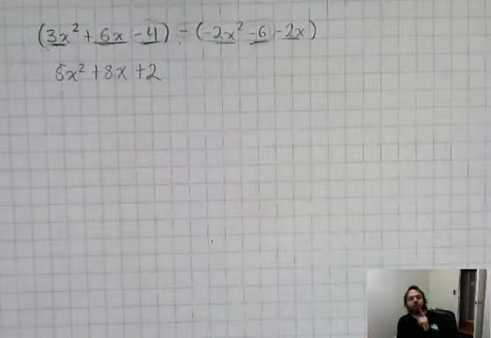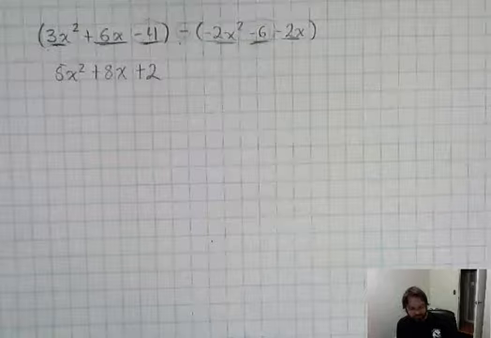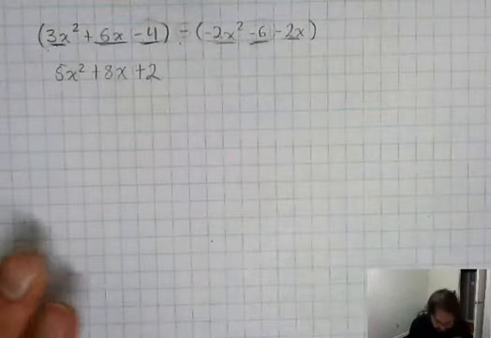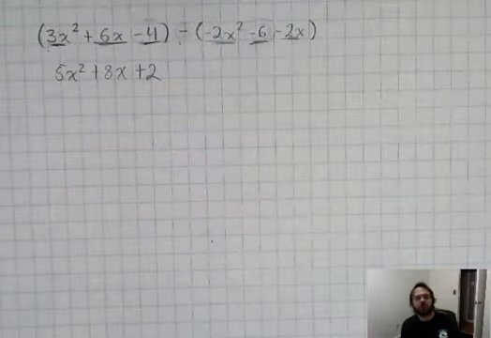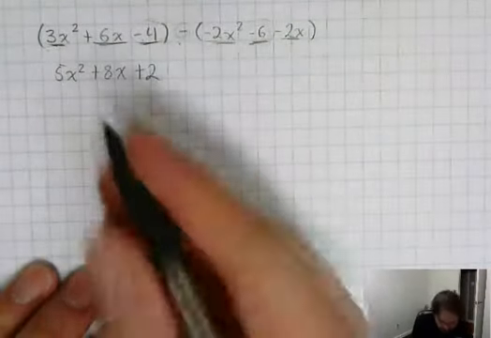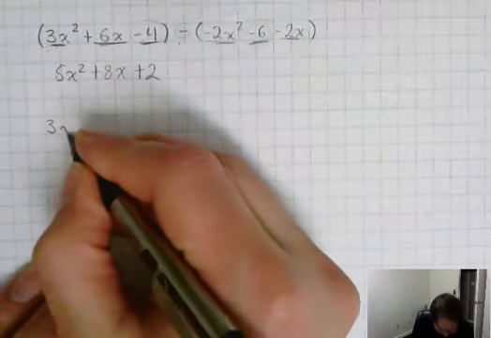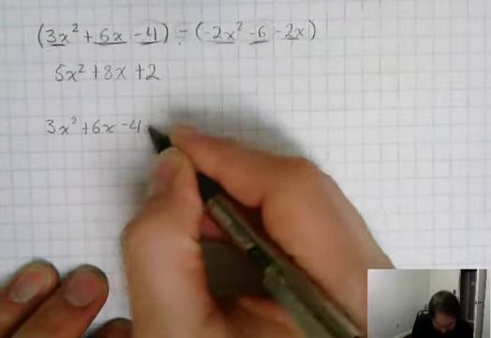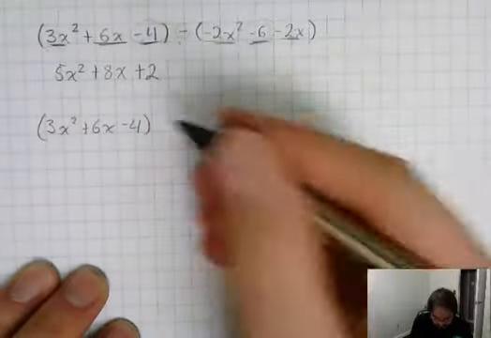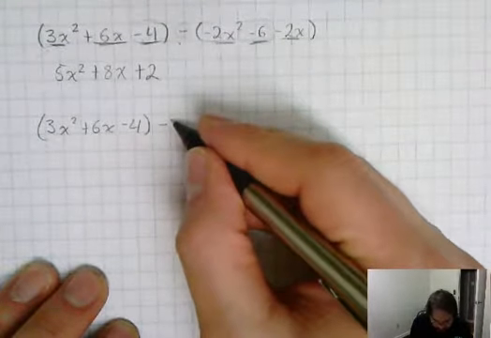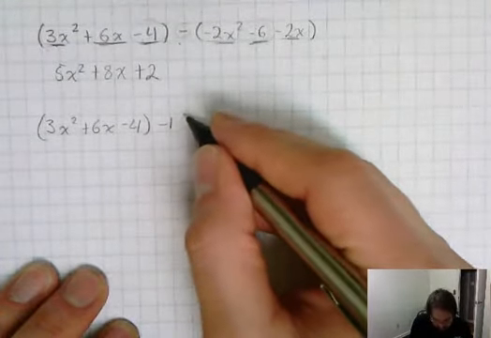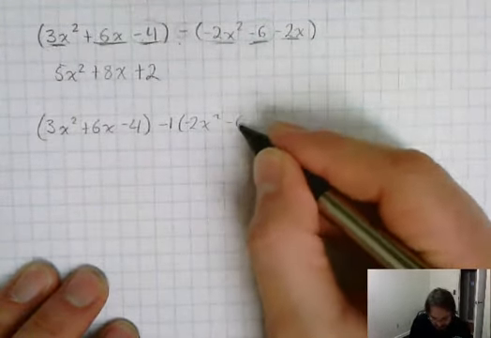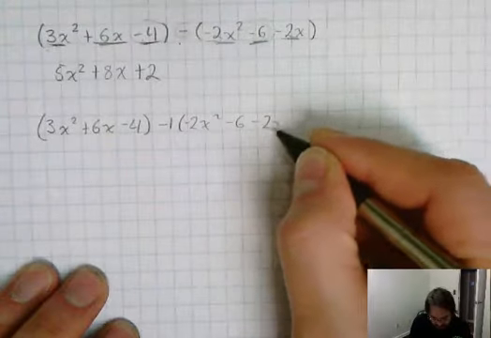All right, I'm going to show you one other way of doing this, with this exact same question here, and it's using our distributive property that we learned before. So if I go 3x squared plus 6x minus 4, and now I'm going to take away, and we're going to pretend it's minus 1, and I'm going to have negative 2x squared minus 6 minus 2x.